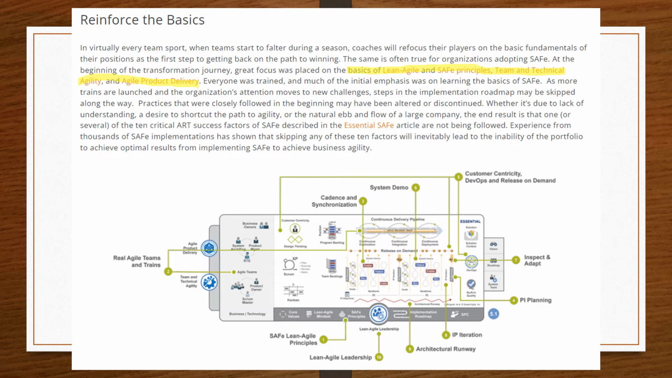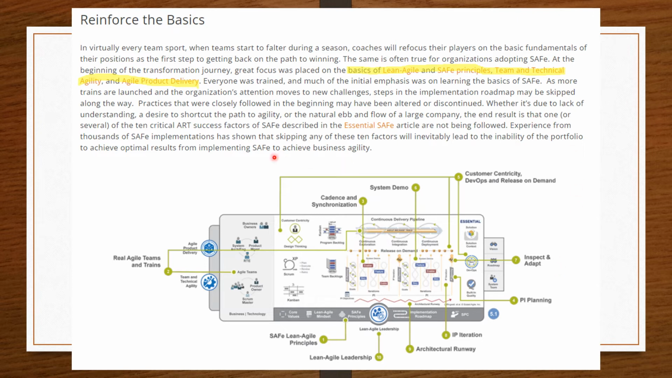These basics would have been given in the initial part of the training, but as some time passes, there's a possibility that things might fade away. So it is one good way. Practice makes a lot of things perfect, right? So you need to give it again and again, reinforce the basics, like in the essential SAFe.